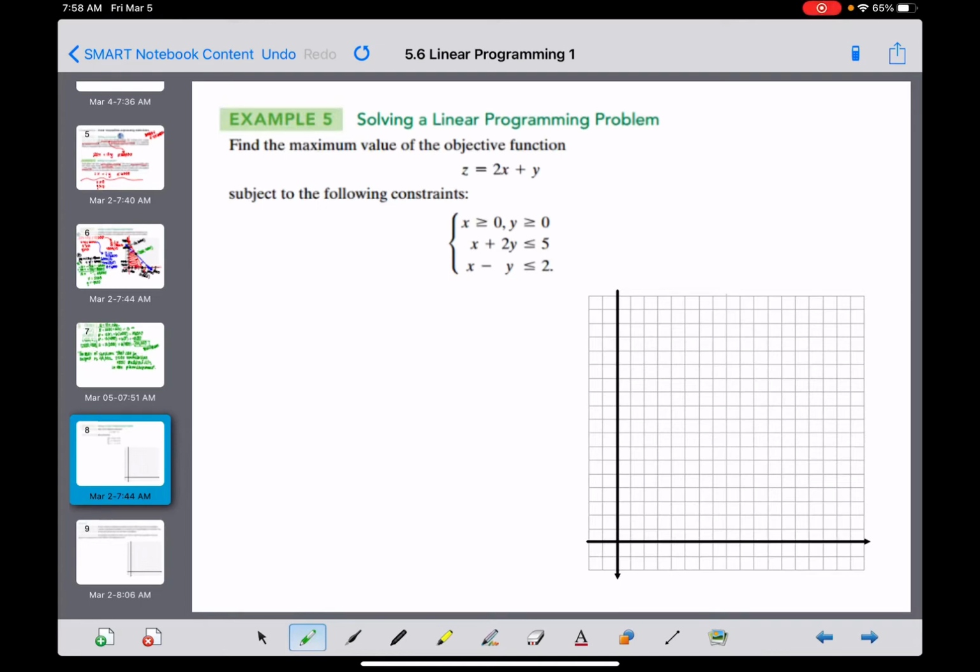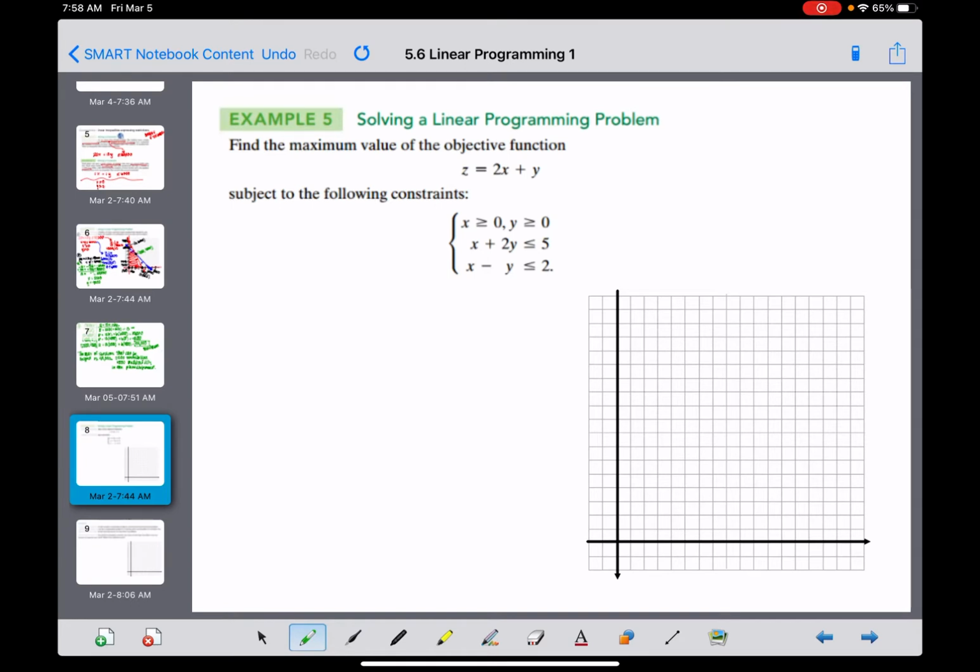Okay, so example 5 is out of the context of the problem and trying to figure out how to set up all of the equations. We're going to do just the solving part, okay? So we are given an objective function, we're given the constraints, and we need to find the maximum value of that objective function. We're skipping having to set those up, and we don't have the context of the problem. So we're just stripping it all down to make sure you understand the process.